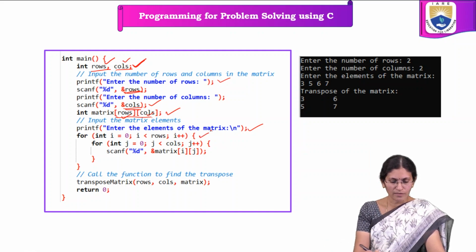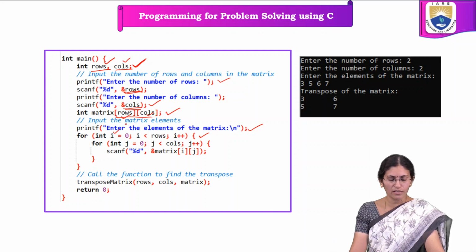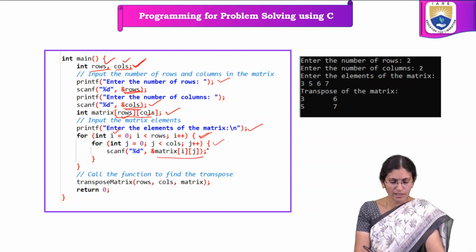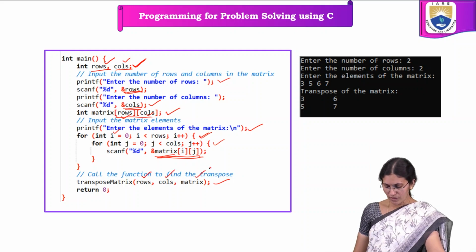So for the looping variables we require two loops: one loop to iterate over the rows and the other loop to iterate over the columns. With the help of the scanf function, we can read the elements of the matrix. Here the name of the array is matrix itself. Next, we are calling a function to find the transpose of the matrix. Here we are passing the row size, column size, and the name of the array as arguments.